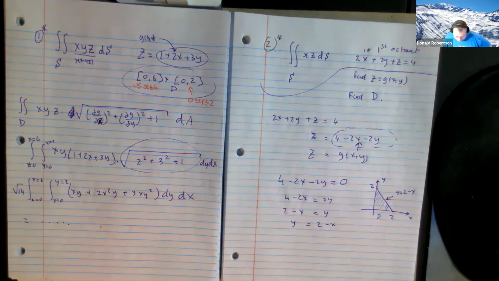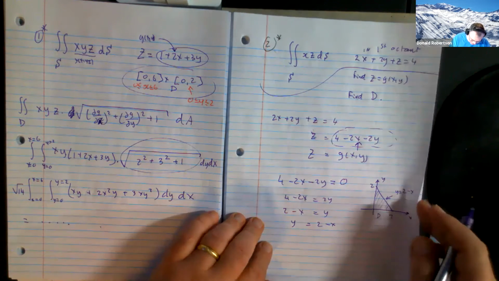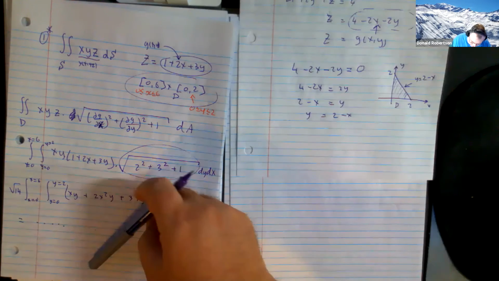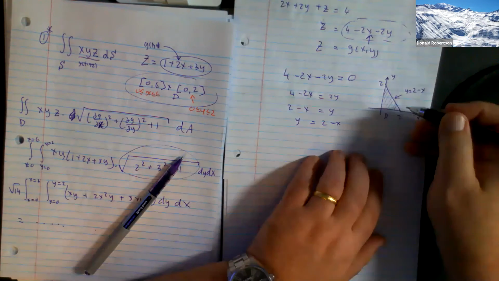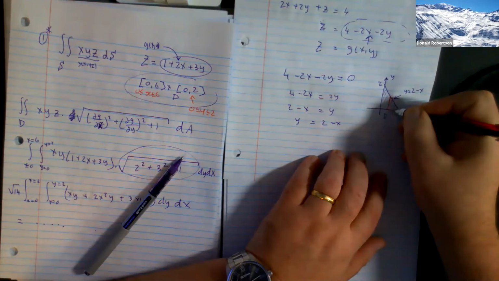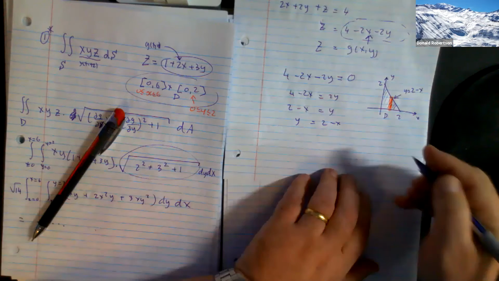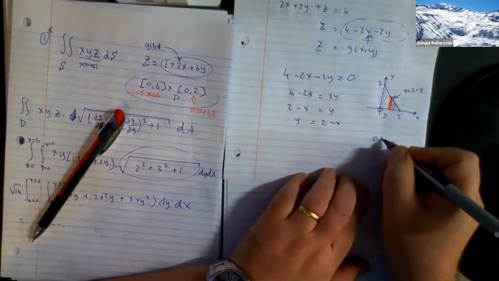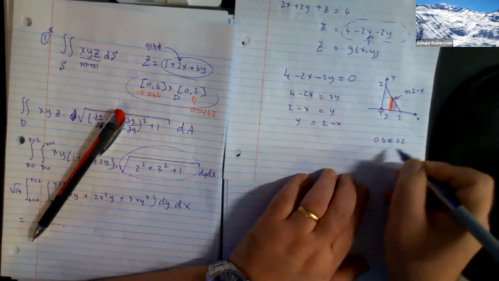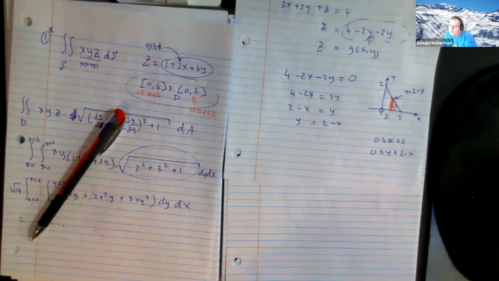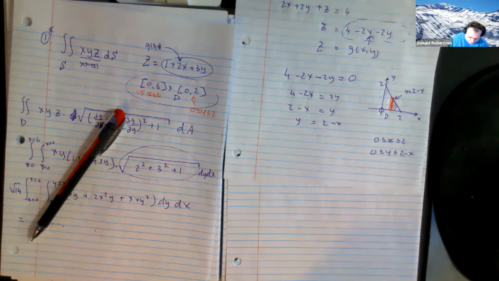So a little bit more work. Now, how am I going to describe D then? Well, won't I just do, in this case, a typical vertical rectangle? And in this case, won't x go from 0 to 2? And won't y go from 0 to 2 minus x? Does that seem like a reasonable way to describe this triangular region D? Now we have all the pieces.